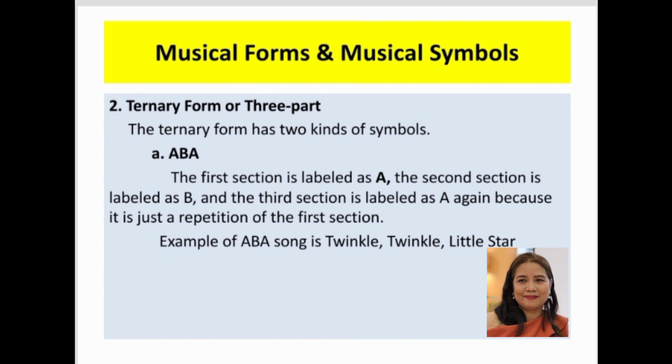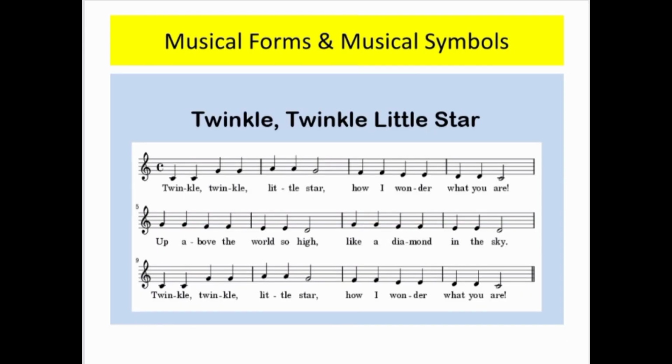An example of an ABA song is Twinkle Twinkle Little Star. This is the piece of Twinkle Twinkle Little Star. As you notice, the piece has three sections. The first section is section A, the second section is section B, and the third section is section A again because it is just a repetition of the first section.